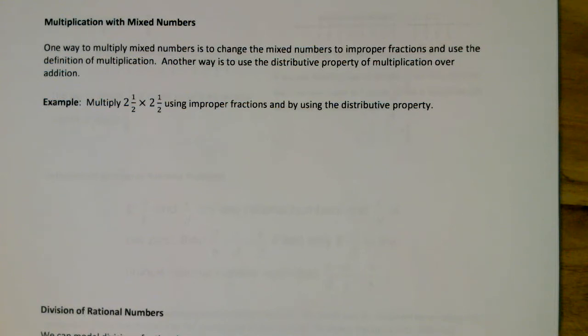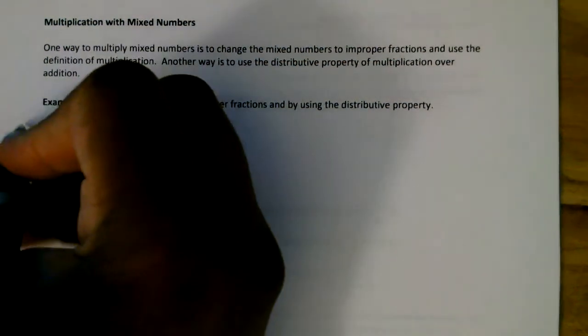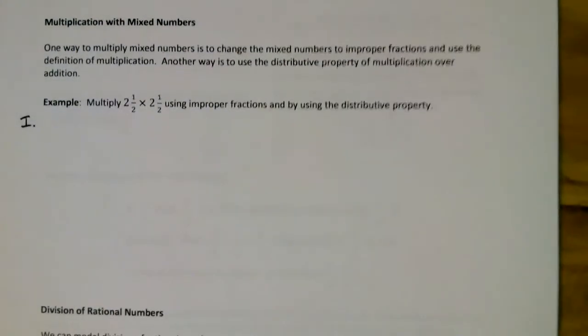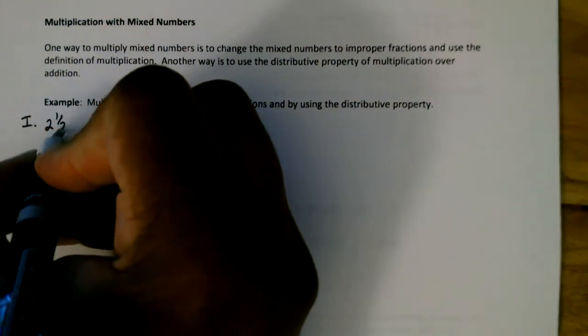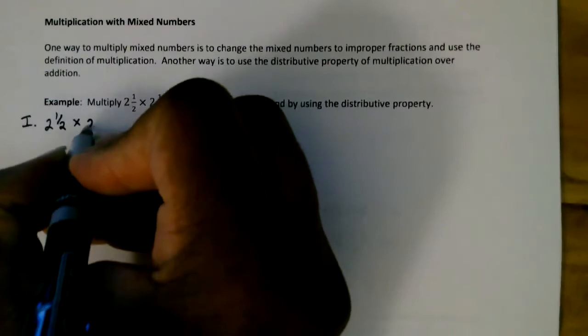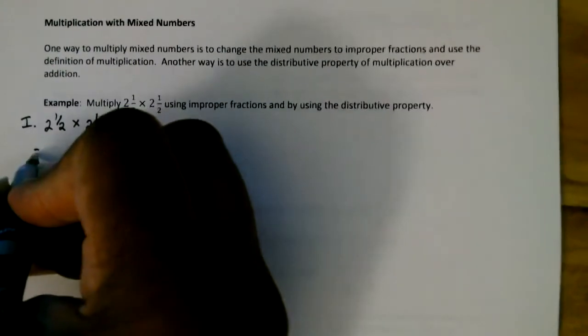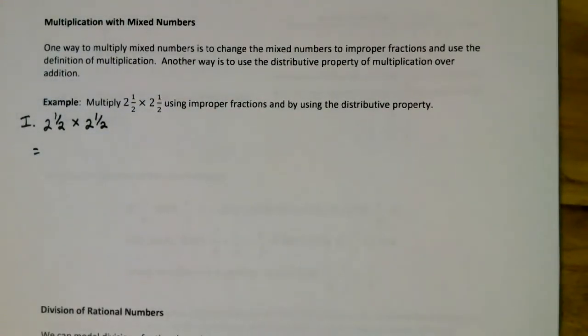Okay. Now, in this example, we're going to do this in 2 ways. Multiply 2 1/2 times 2 1/2 using improper fractions and by using the distributive property. Okay, so method 1 is just using improper fractions. So if I have 2 1/2 times 2 1/2, I'll convert those to improper fractions and then multiply.